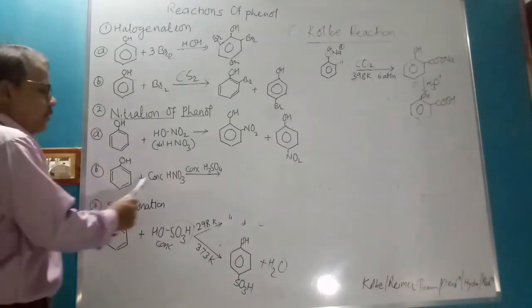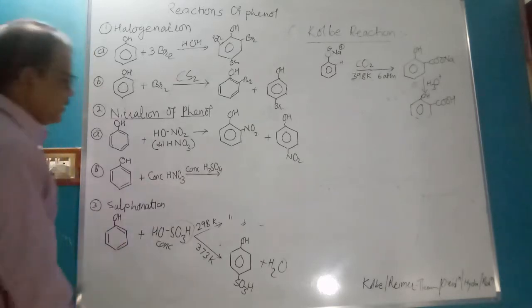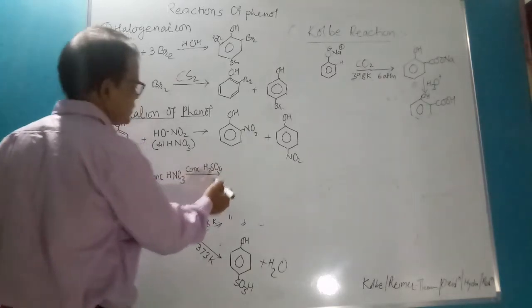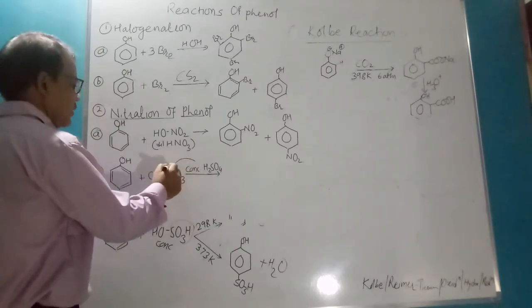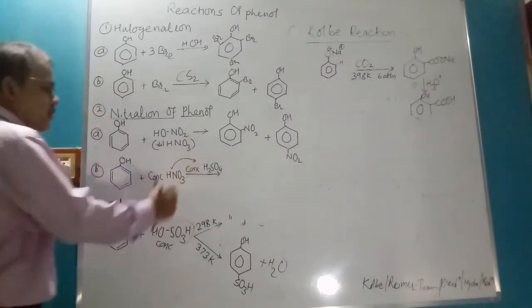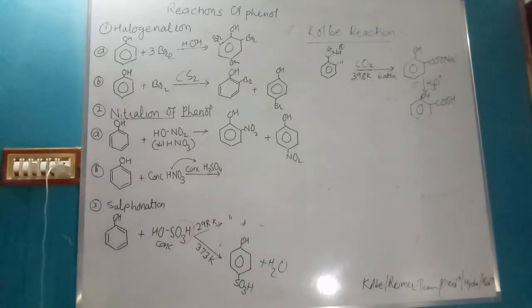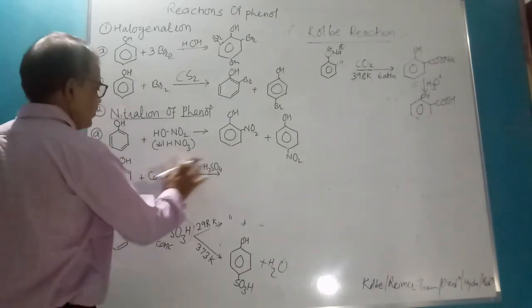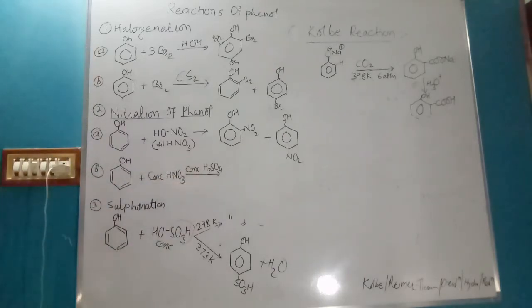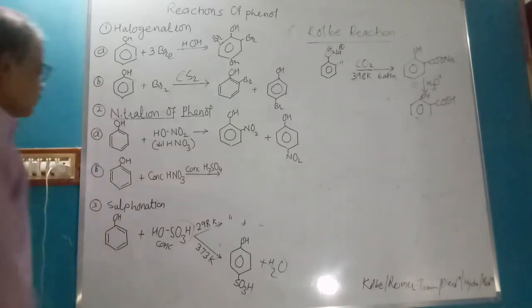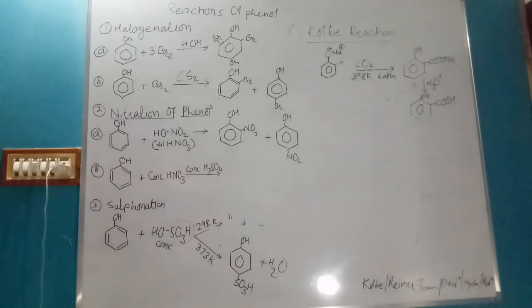But when phenol is treated with concentrated HNO3 in presence of concentrated H2SO4, these two are called nitrating mixture. Concentrated HNO3, concentrated H2SO4. When phenol is treated with concentrated HNO3 in presence of concentrated H2SO4, it gives 2,4,6 trinitrophenol. The compound is also called picric acid.